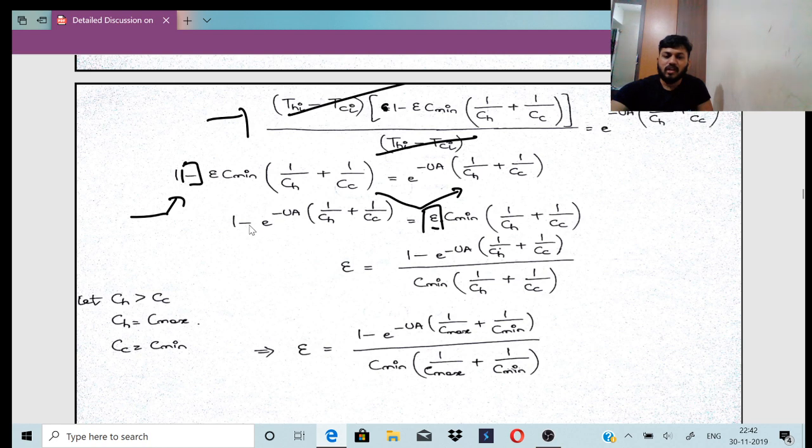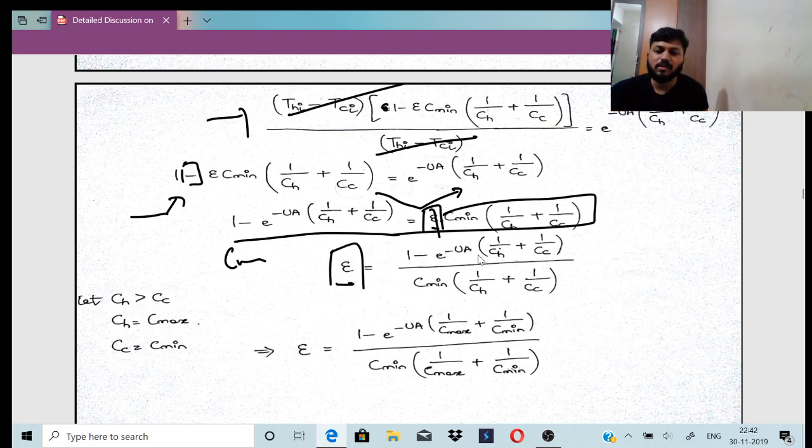So what is epsilon? 1 minus e power minus UA, divided by C minimum, the term which is present over here. So epsilon will be 1 minus e power minus UA (1 by CH plus 1 by CC), divided by C minimum into (1 by CH plus 1 by CC). So this is my effectiveness formula for a parallel flow heat exchanger.